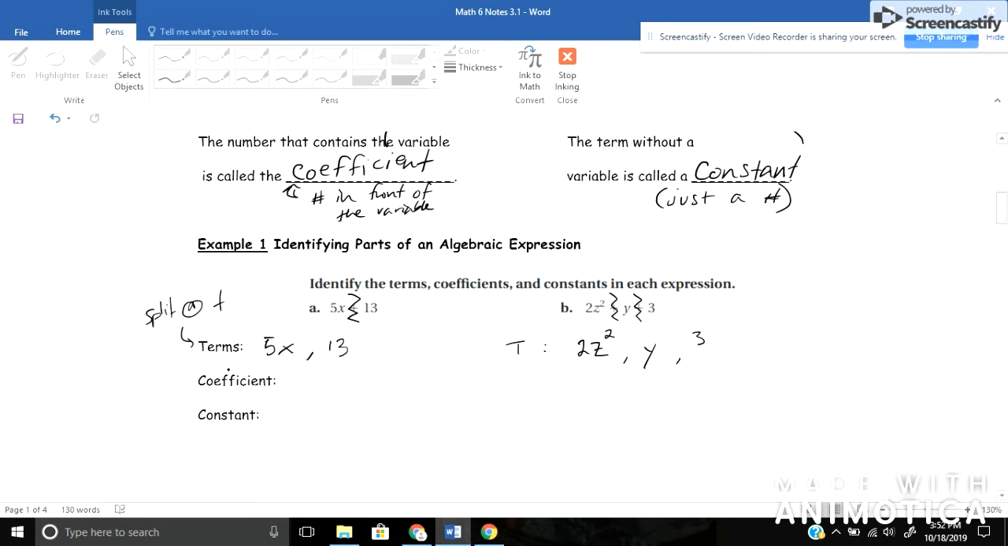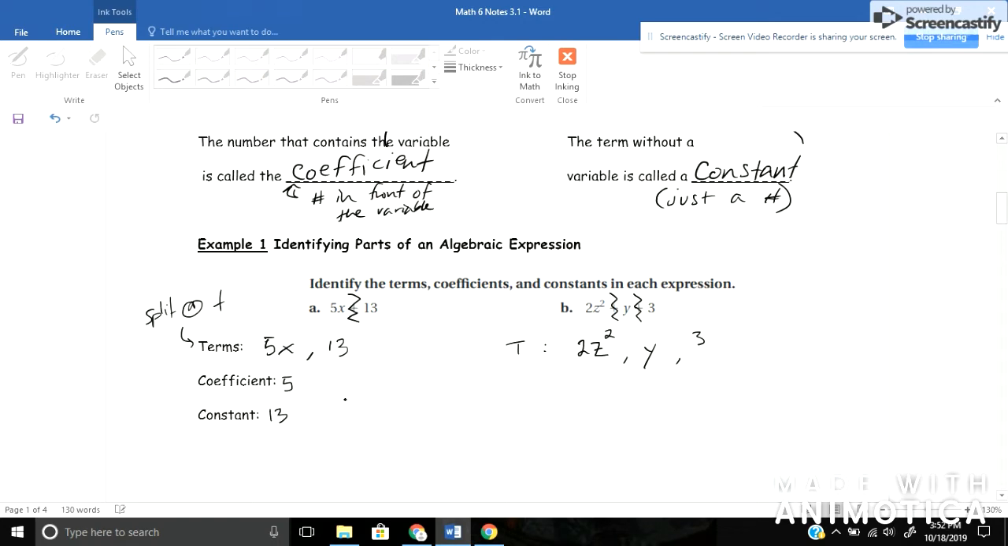Next, the coefficient, if you remember, is just the number in front of the variable. In this case, our variable is x, so the number in front of that is 5. And we don't have any other variables, so we can't have any more coefficients. So we only have one coefficient, and that's 5. The constant, do we have any terms here that are just numbers? Yeah, 13 is our number alone.